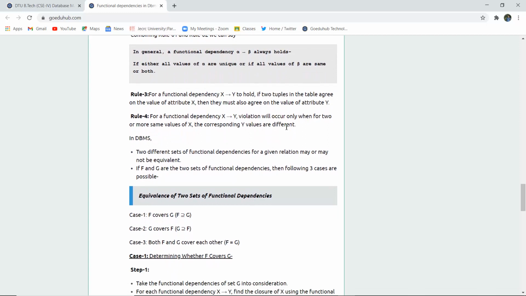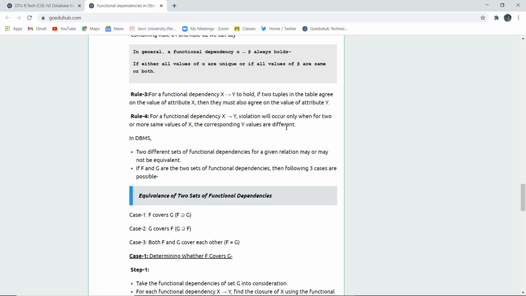Those are, for any functional dependency x to y to hold, if two tuples in a table agree on the value of attribute x, they must also agree on the value of the corresponding attribute of y. Another rule is, for a functional dependency such as x to y, a violation will occur only when two or more tuples have the same x values but the corresponding y values are different. If the values are different, then obviously the functional dependency doesn't hold.